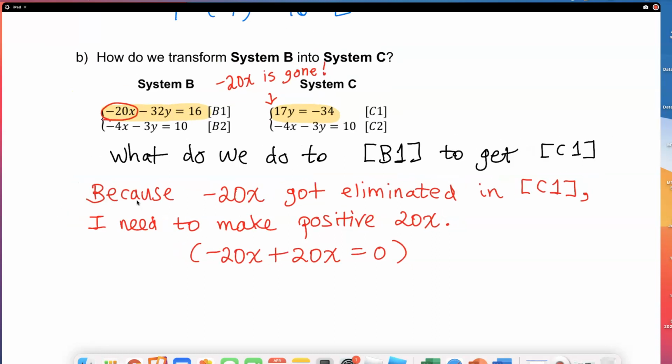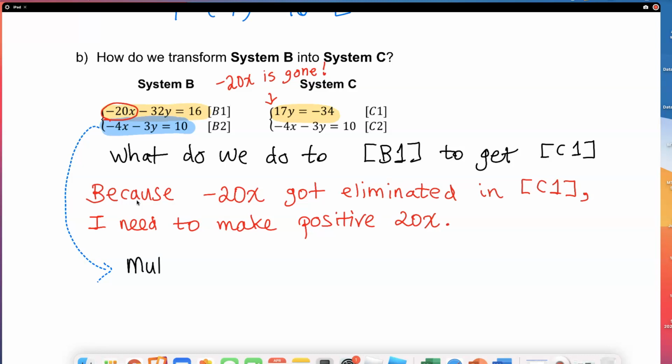So here's an idea, okay? So here's what we're going to do. If you take a look at the bottom equation, which said negative 4x, hold on, let me try to highlight this with blue. Look at this one, okay? What we can do is we can multiply B2 by, I'm going to give you the number, but I will come back and talk about why. Negative 5. Okay, I'll show you why.